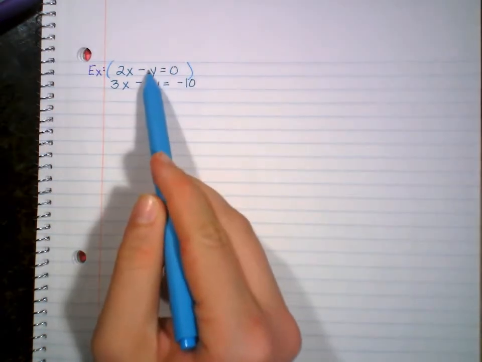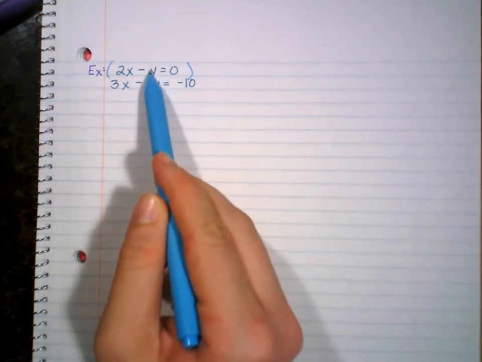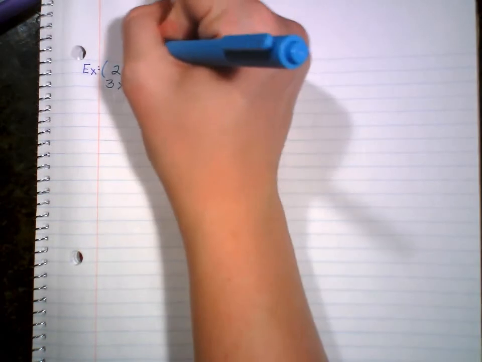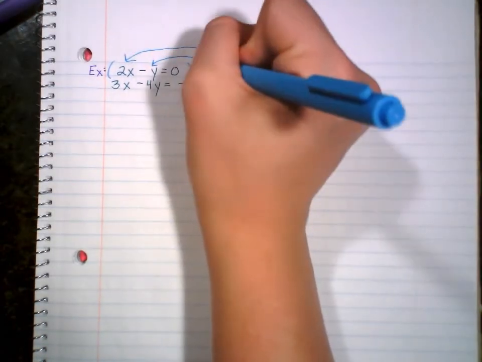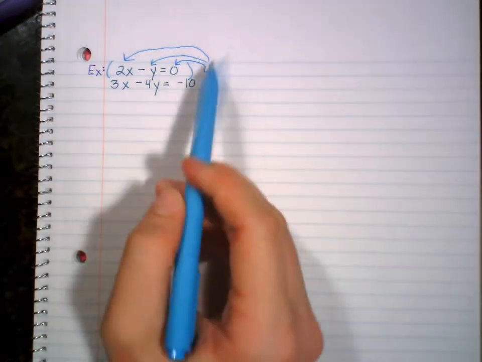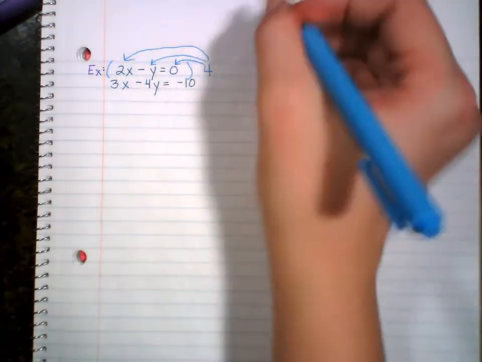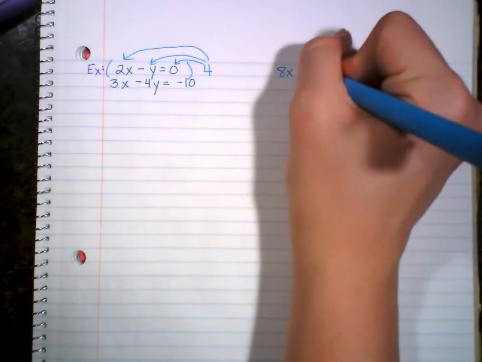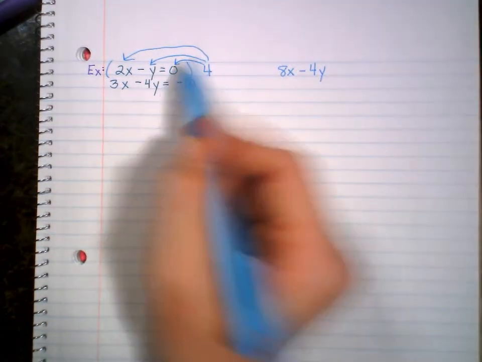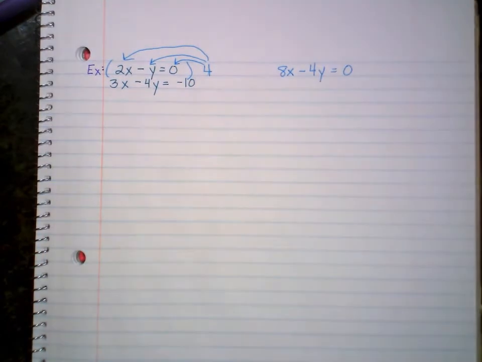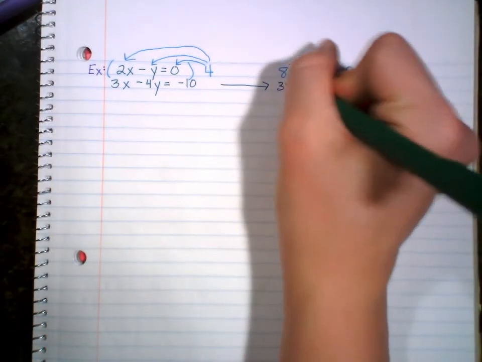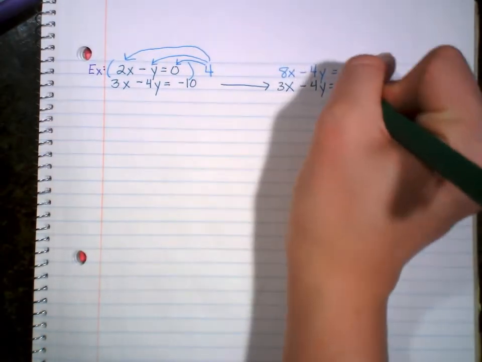So what do I multiply this by to make it a negative 4y, or a 4 out front? Well, right now it's a 1, so I need to multiply it by 4. So I'm going to multiply 4 by each term. We're going to distribute 4 throughout. So 4 times 2x is 8x. 4 times negative y is negative 4y. 4 times 0 is 0. Now we're just going to write the other equation exactly how it was, just bring it back over. So 3x minus 4y equals negative 10.